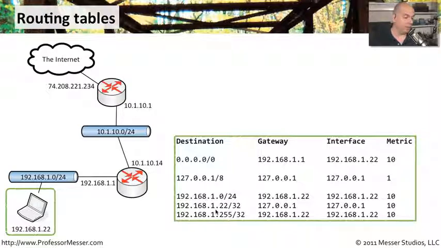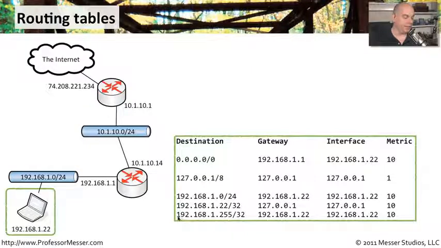If you're going to 192.168.1.22, well, that's obviously us. It doesn't really need to go anywhere. In fact, you can see the subnet mask on here is a /32, which means it's just us. And it's going to go to 127.0.0.1, which is our loopback address, because obviously these packets aren't going anywhere.